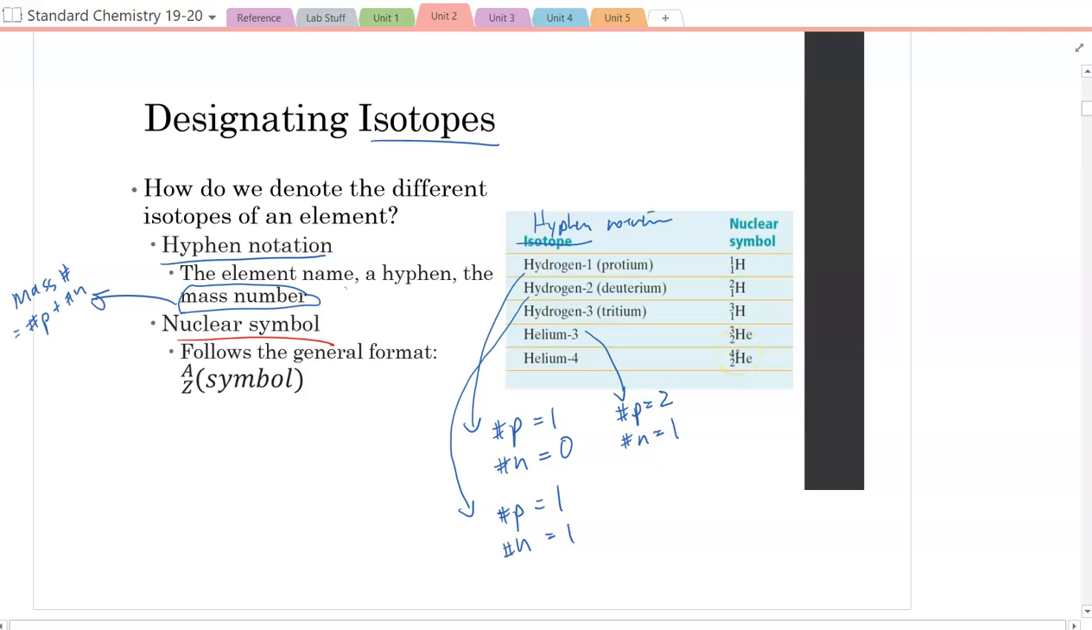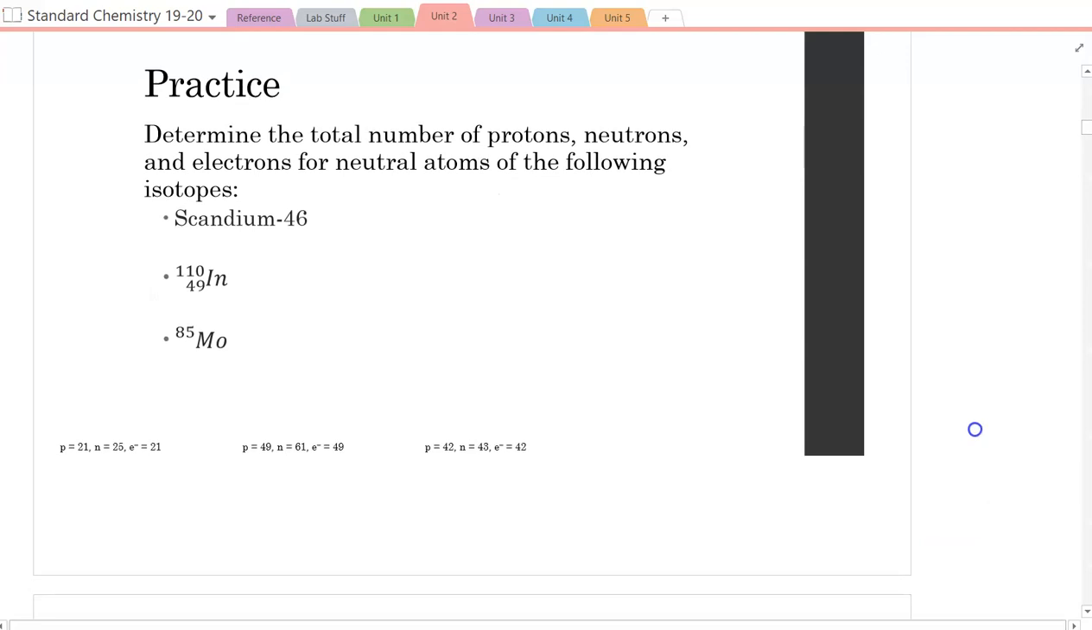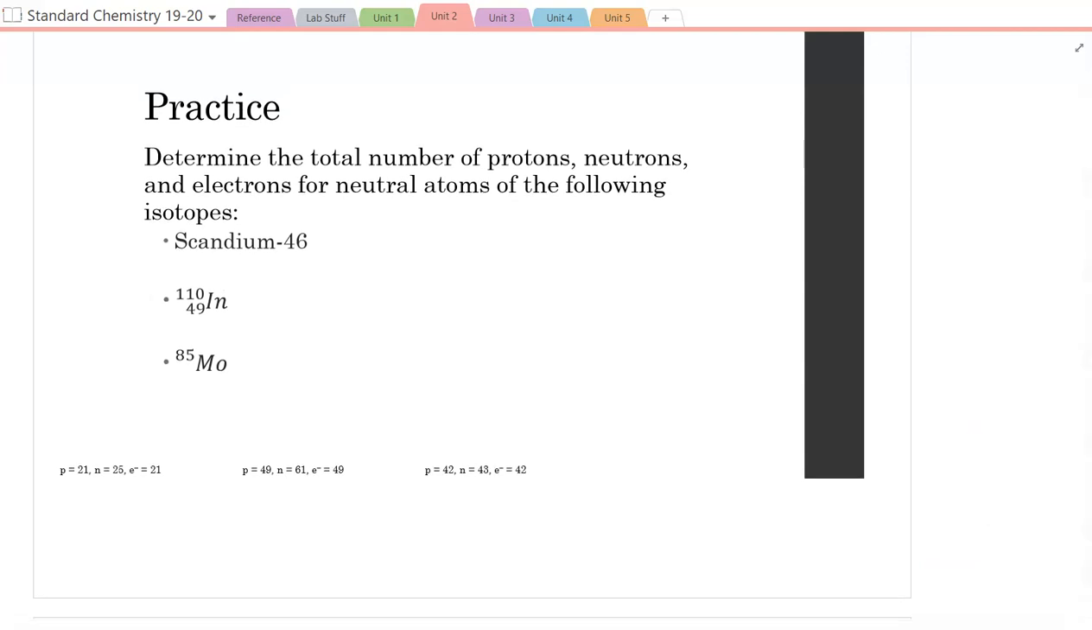Where do those come from? Those have been designated as helium-3 and helium-4. So you can go through and basically figure this out using some of these arrangements and how we designate isotopes. So for this, it's asking you to determine the total number of protons, neutrons, and electrons for neutral atoms with the following isotopes. Scandium-46 is our first one.